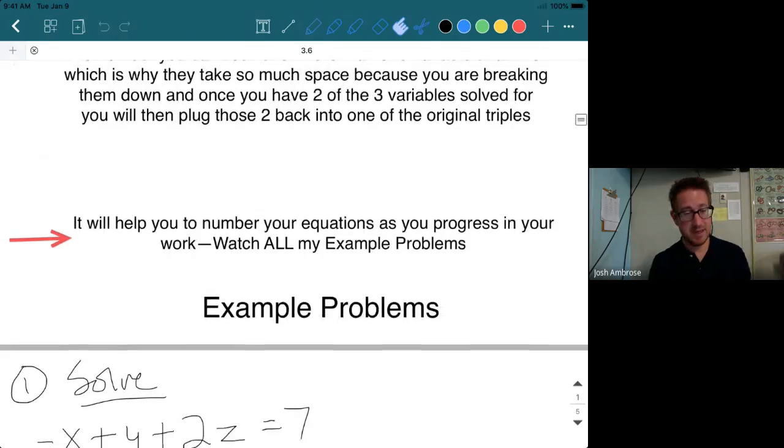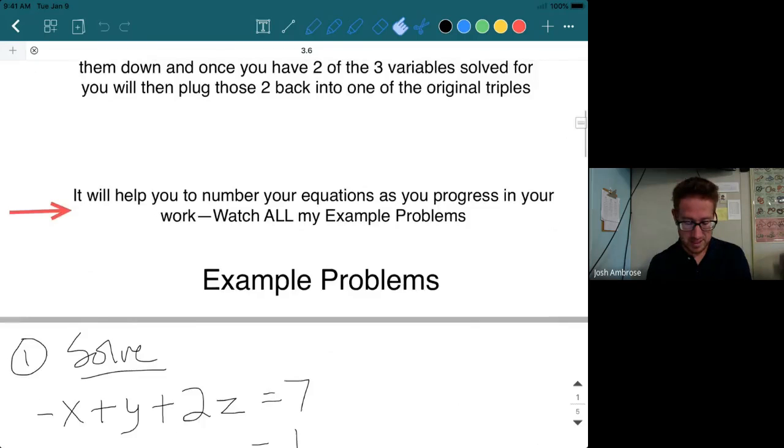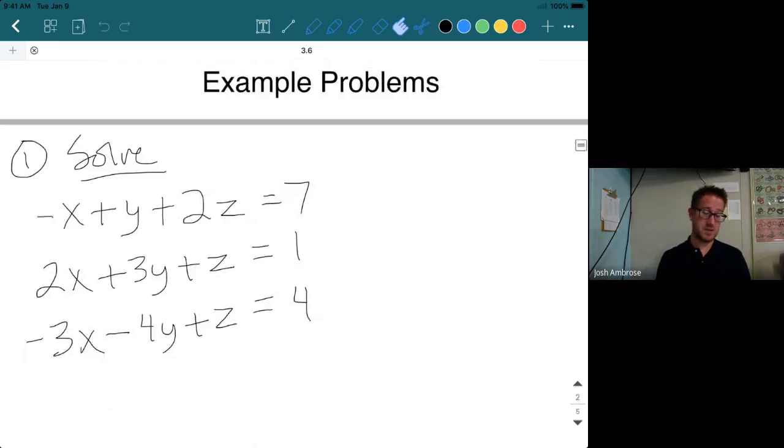And of course, it kind of goes without saying, but I'm still saying it every time. You guys got to watch all these examples, all right? You got to copy all these notes down. You got to watch all these examples. Here we go. First example, make sure you have some space to write these notes. All right, here we go.